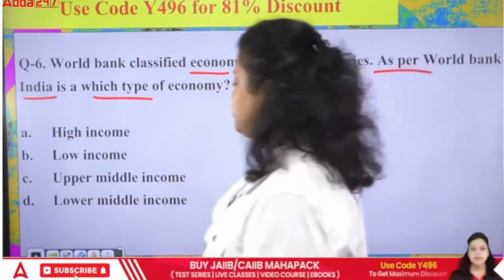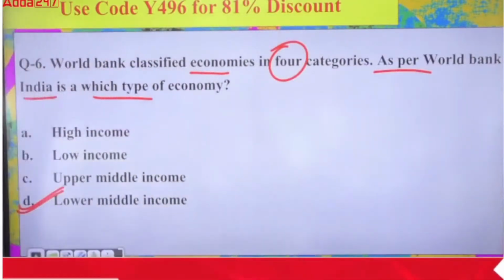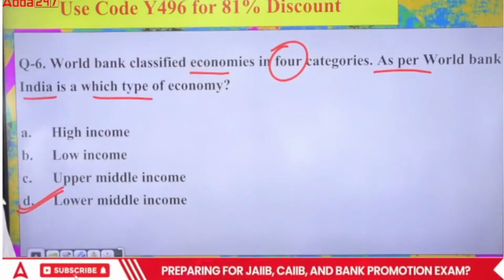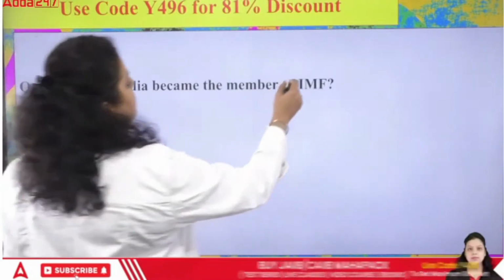Okay, so the right answer for this particular question will be lower middle income country, because India's per capita income is very low. And what is per capita income? Per person income, the average income of the persons. Next, when did India become the member of IMF?